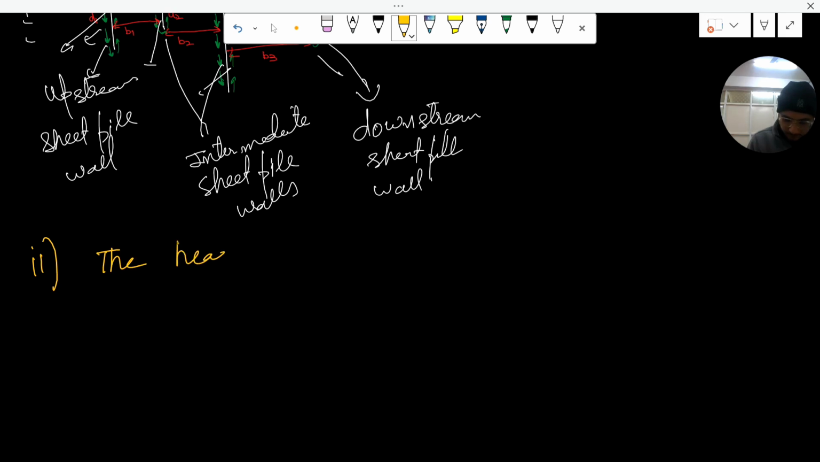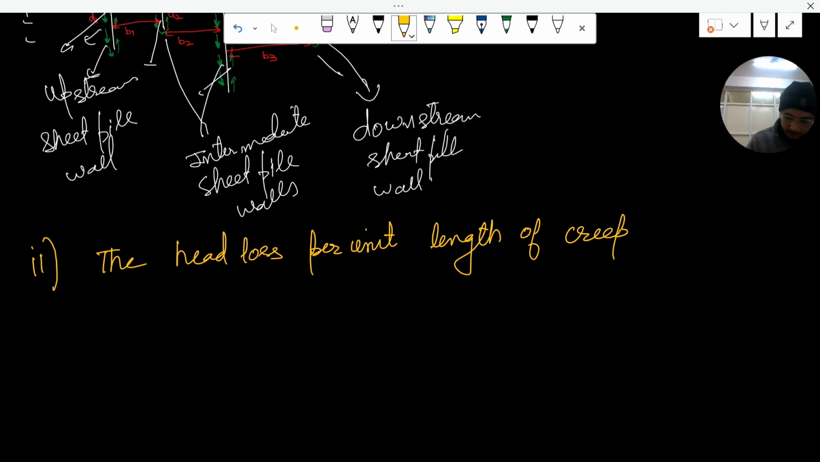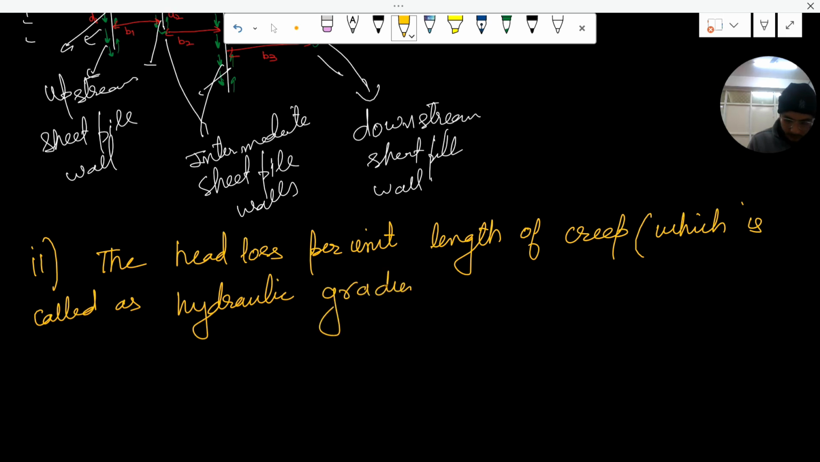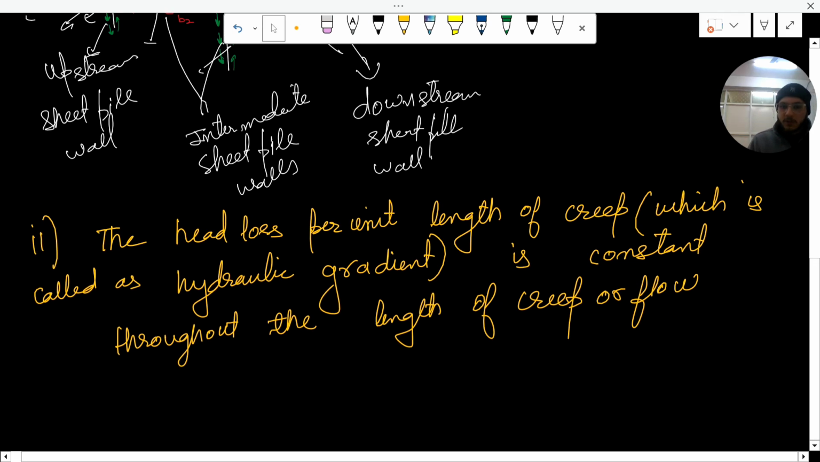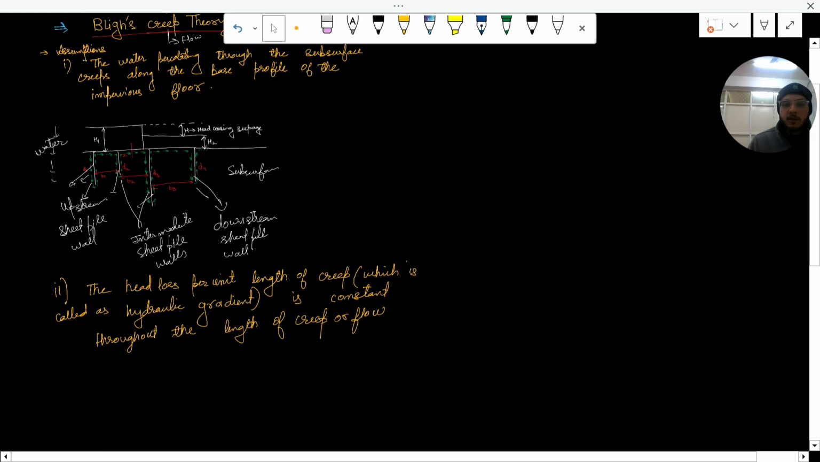The head loss per unit length of creep, which is also called the hydraulic gradient, is constant throughout the length of creep or flow. So this is the second assumption of Bly's Creep theory.